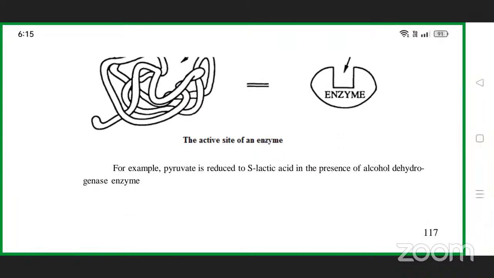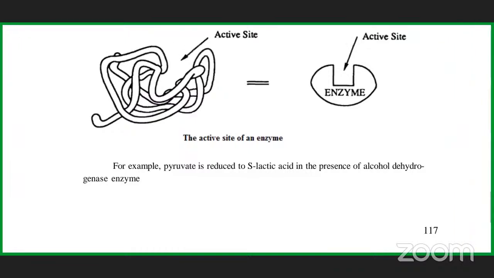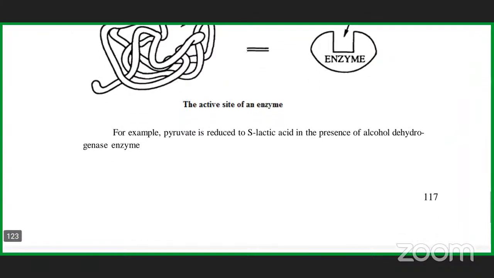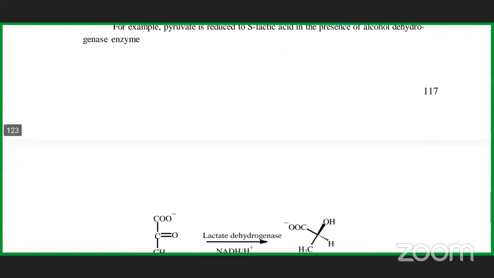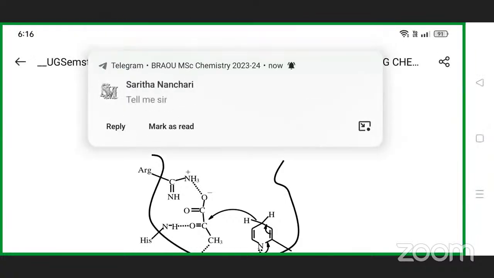For example, pyruvic acid is reduced to lactic acid. There is an enzymatic reaction where pyruvic acid is reduced to lactic acid in the presence of the alcohol dehydrogenase. So how does this enzymatic reaction take place, you can see here. There is pyruvic acid.